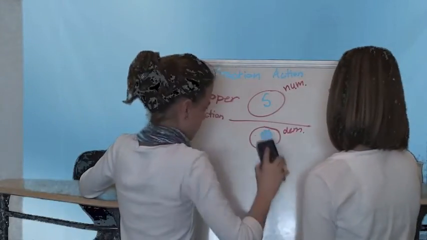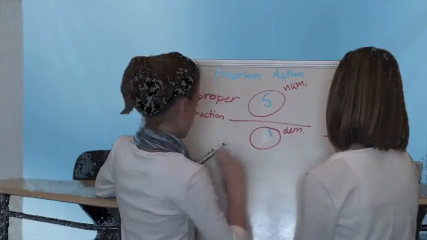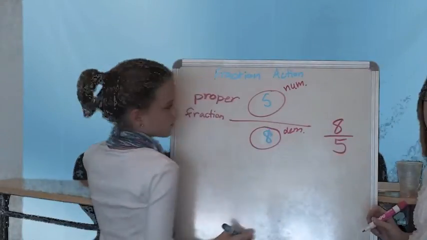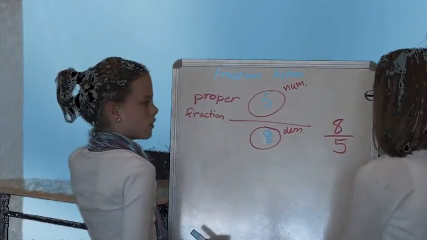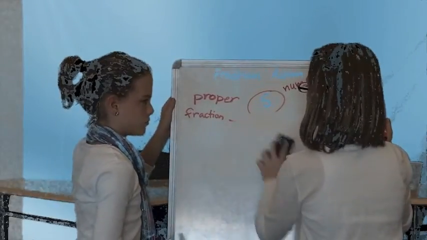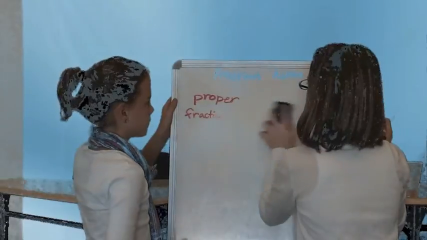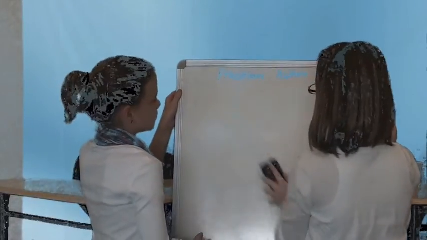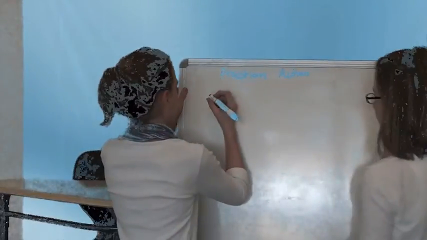But if we put 8/5, that would not work. That would be considered an improper fraction. We'll show you what that is later. Okay, so you could also put 12/16. Mackenzie, will you write these examples on here?